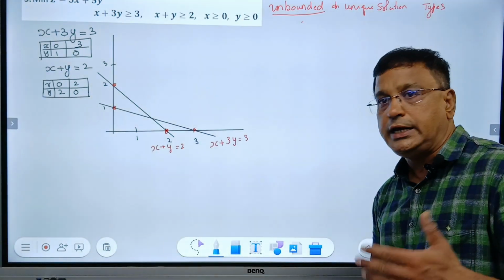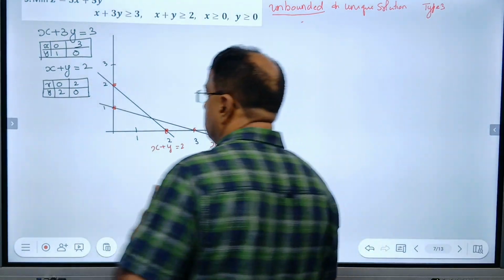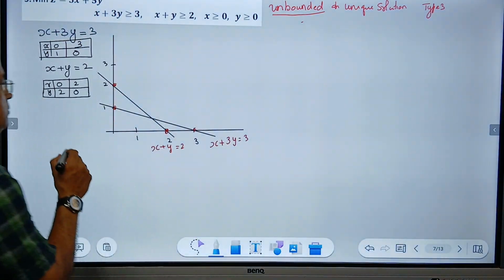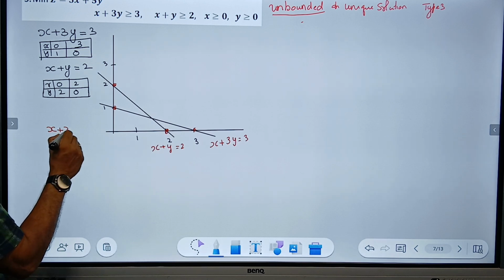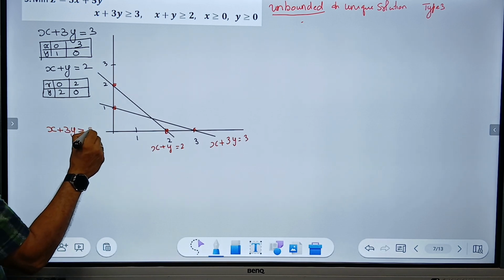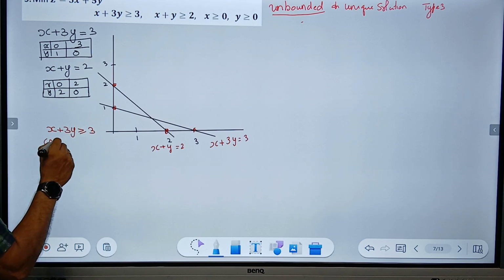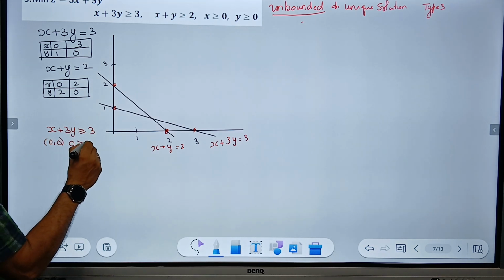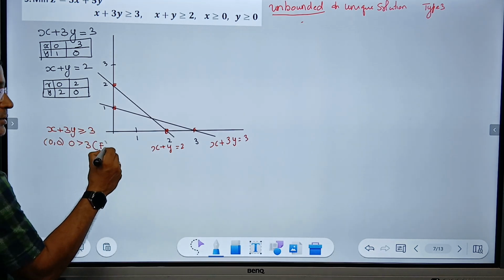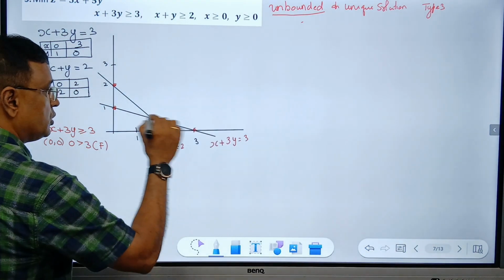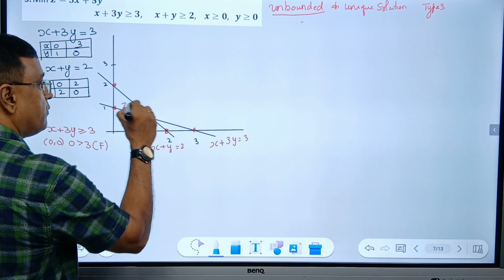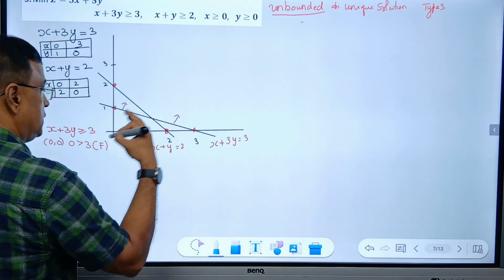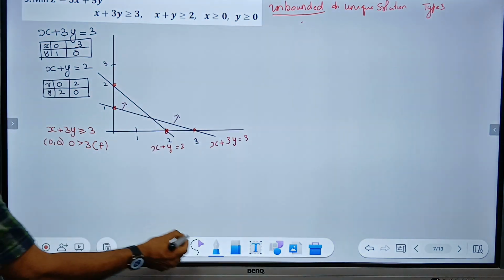Now it's time to shade. Now how do I shade? As usual, we go back to our x plus 3y is greater than or equal to 3. So I substitute origin. 0 is greater than 3. It is false. So it is away from origin. It is not towards origin. It is away from origin.